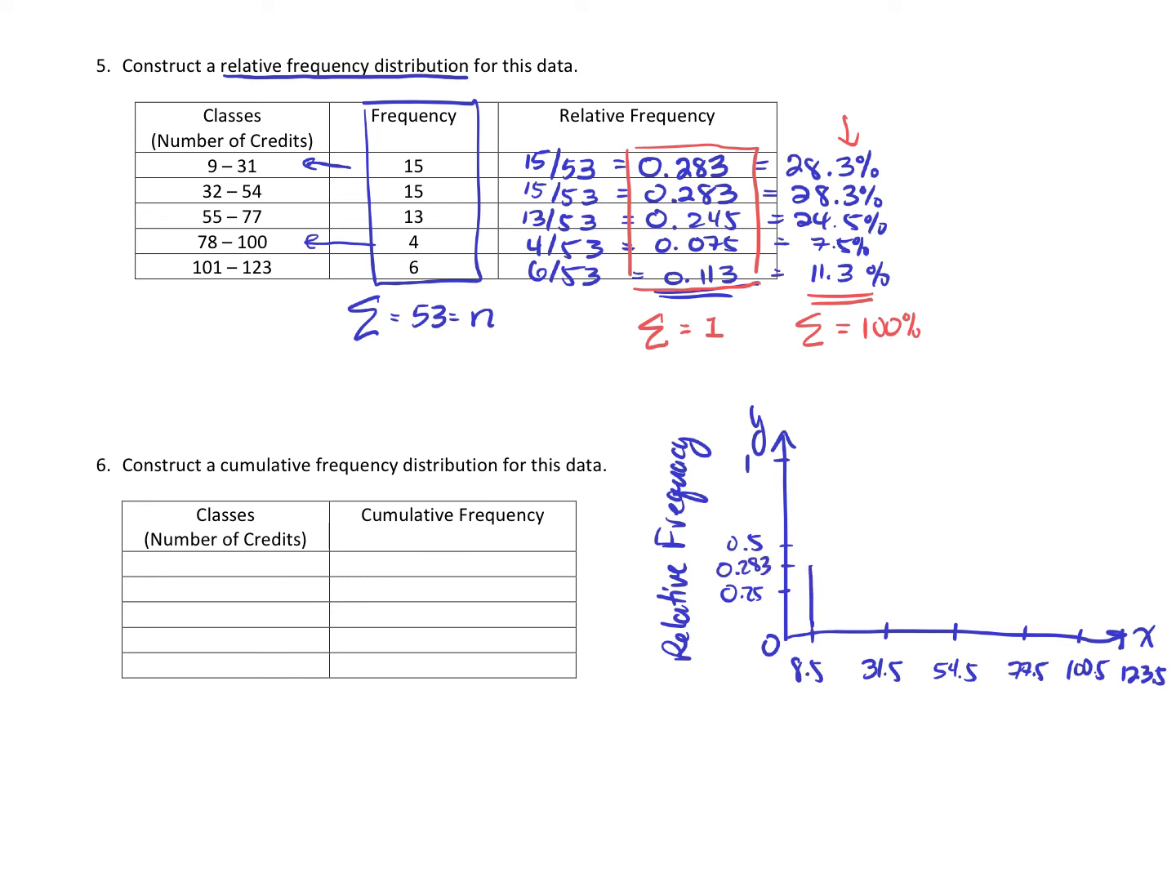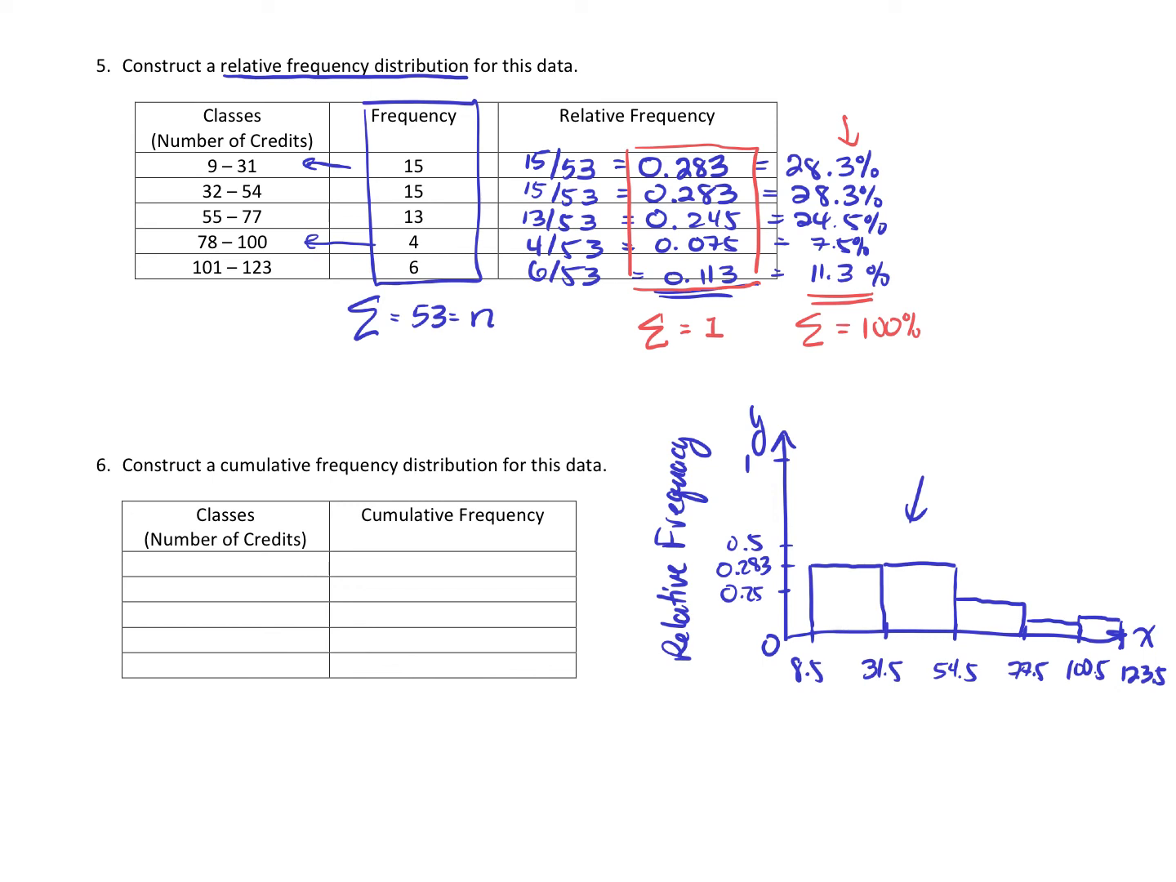So our first graph is going to look like this. Our first relative frequency bar is going to go up to 0.283, and then this is going to be 0.283, and then 0.245, and then 0.075, and then about 0.11, okay? So again, you'll see that this looks a lot like the frequency histogram. The only difference is the scaling on the y-axis, okay?